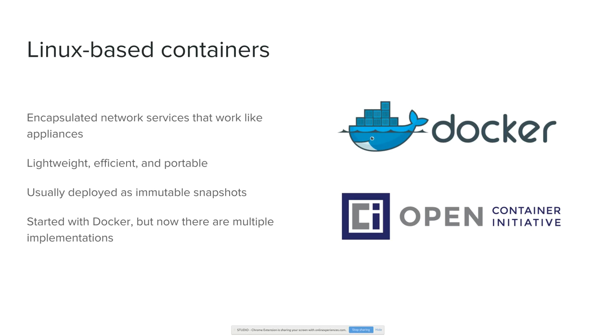The first is Linux-based containers. This is a tool that I'm sure many of you have seen and used. It encapsulates network services to make them function more or less like appliances. It's lightweight, so it's easy to deploy, and it's portable. It works in a lot of different domains. It's often used as immutable snapshots. It includes an infrastructure for distributing these images and tagging them. So as a consequence, as a developer, you have one line access to many of these services, and you can deploy them immediately in your environment. This started with Docker, but now there are multiple implementations.